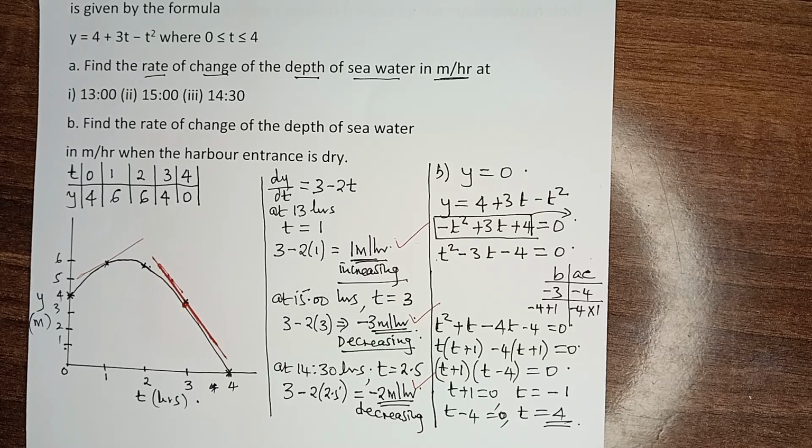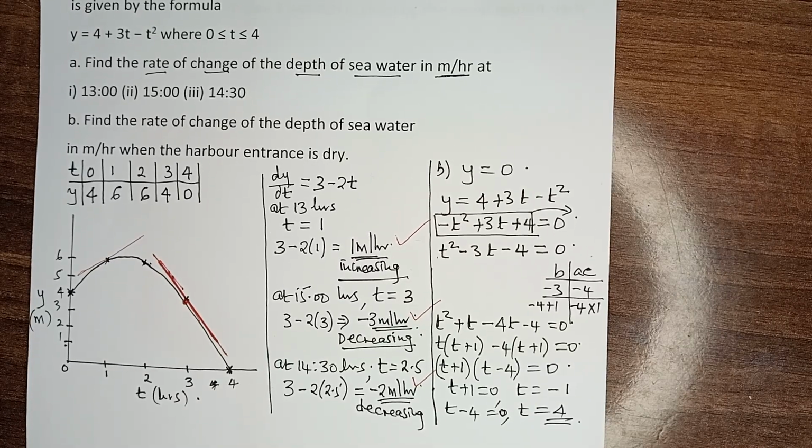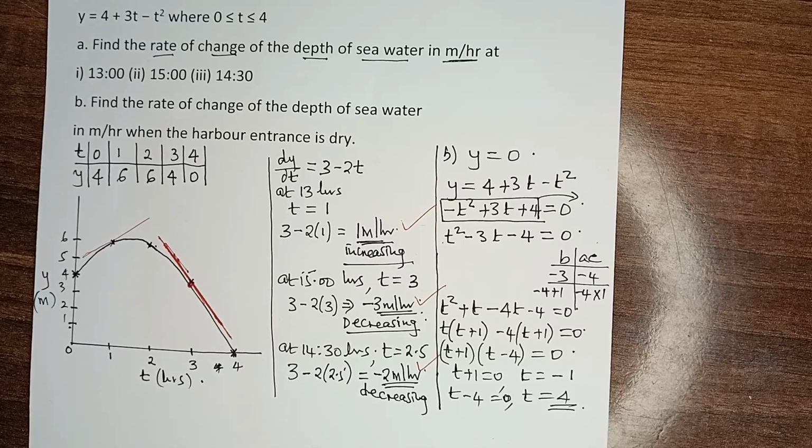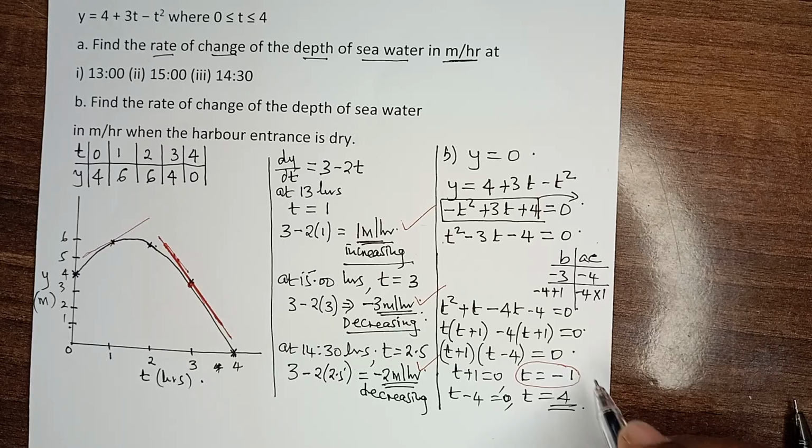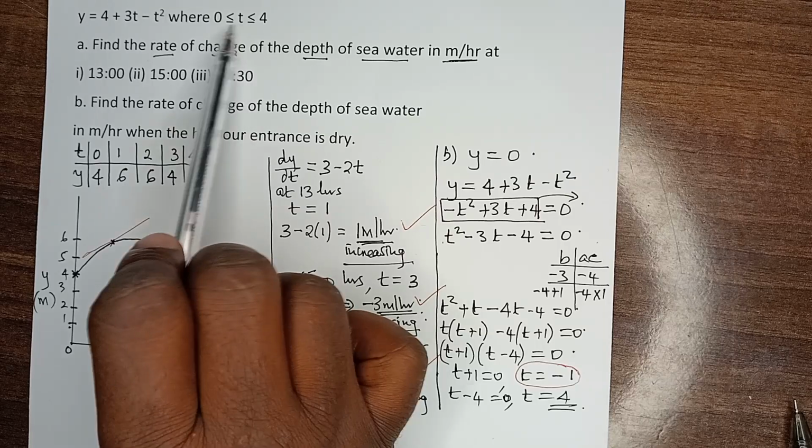We could have just identified this from the graph, but I felt that we should be able to calculate the value of t when the harbor is dry, or when y is 0. You can see t is 4 in such a case. Now that we have found t is 4, we have to ignore t being equal to negative 1, because it is outside the domain.